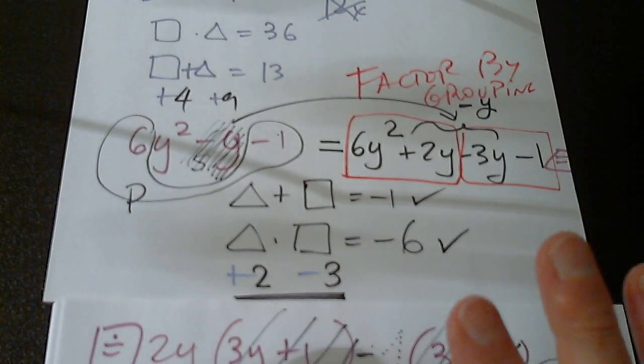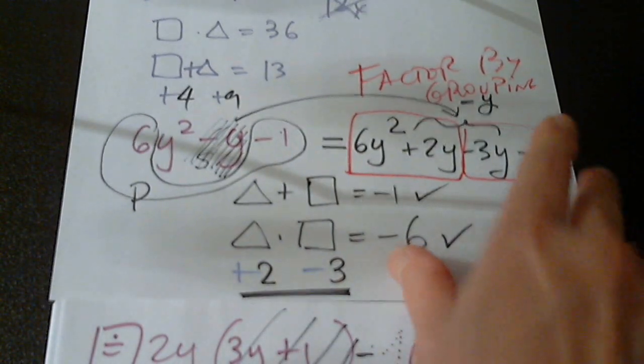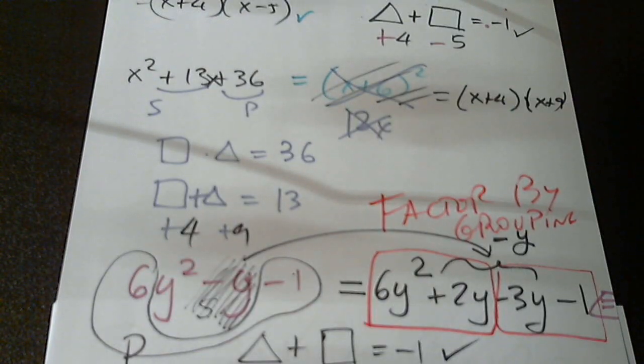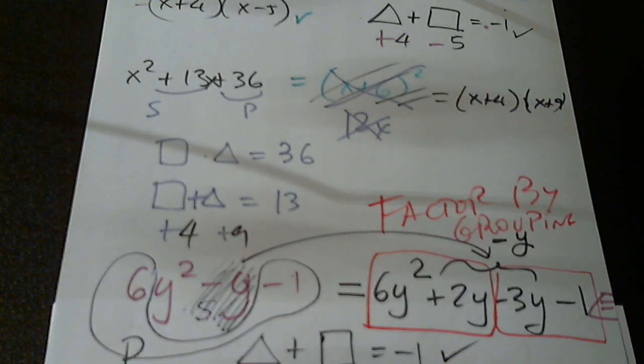Now you can say, show me. Oh, yes, I want to, because it takes a blink. 3y times 2y, positive 6y squared. 3y minus 2y, negative y. 1 times negative 1, negative 1.